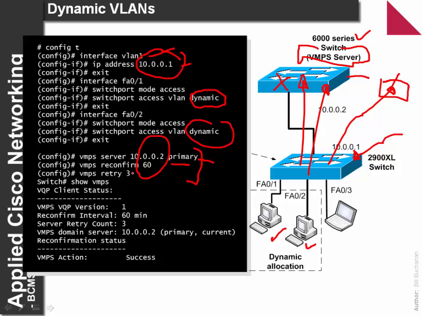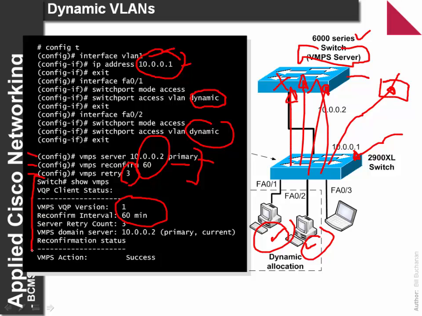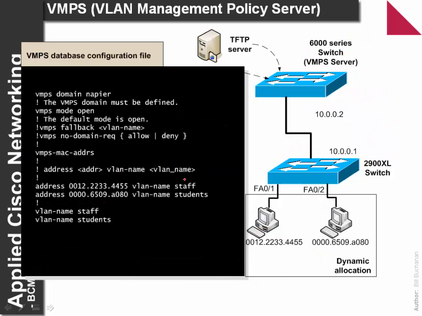We can have a reconfirm and a number of retries. If it doesn't manage to contact it, it will try again for up to 3 times. The reconfirm will go back every 60 minutes in this case and reconfirm the allocation of the VLAN, just in case that it's been allocated to another VLAN. So these commands define the VMPS server for reconfirm and retry, and then when we say show VMPS, it shows us the basic details of the VMPS server.